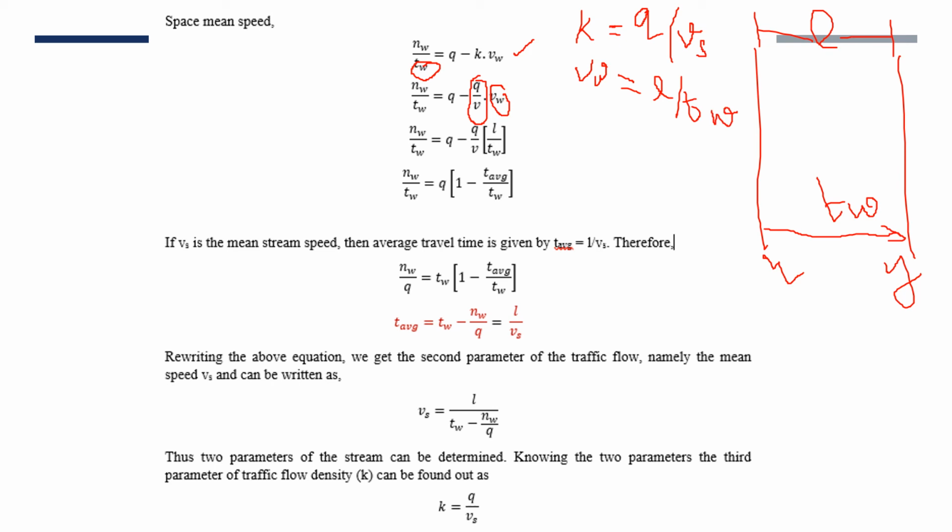All right, now this second and third equation would be like NW by TW is equal to Q minus Q by V, L divided by TW. Now L by V, that's something we know.